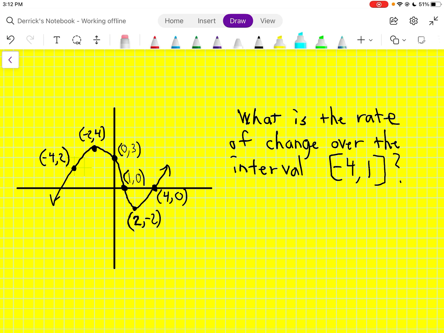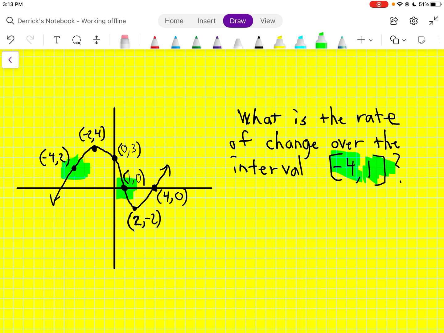That'd be this point right here, right? That's where the x value is -4. And then we want to find where the x value is +1. And the x value is +1 right here. So what we're going to do is find the rate of change just between those 2 points. We're going to forget about the rest of this graph, just for these 2 points.